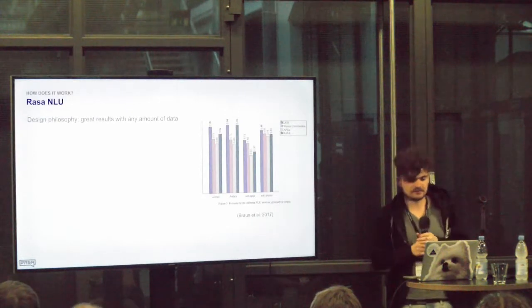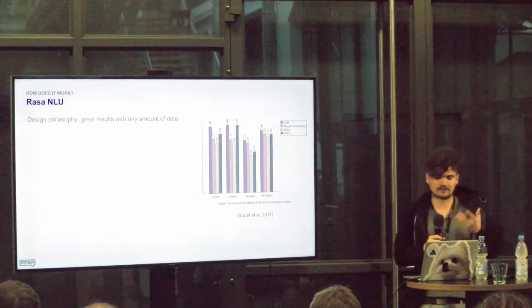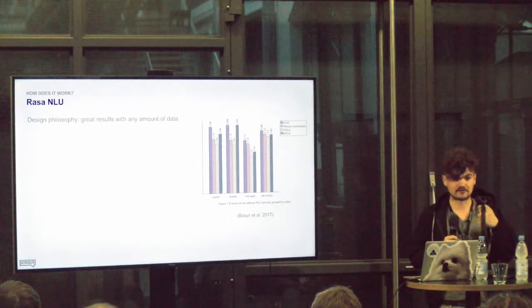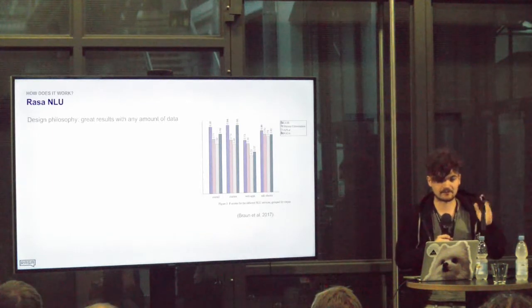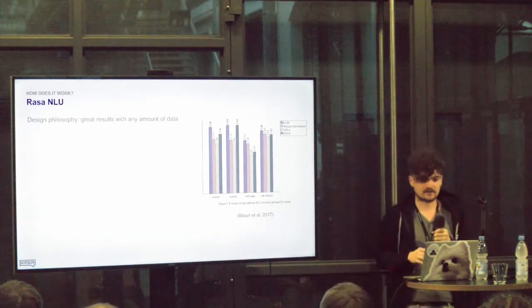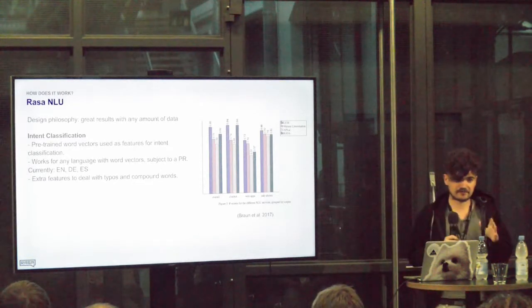So first, Rasa NLU. When we were designing it, we thought that a good philosophy to have is that we should get great results on your data set, no matter if you have 30 examples or 3 million examples per intent. So the way we did this, firstly, for our intent classification, we use pre-trained word vectors.